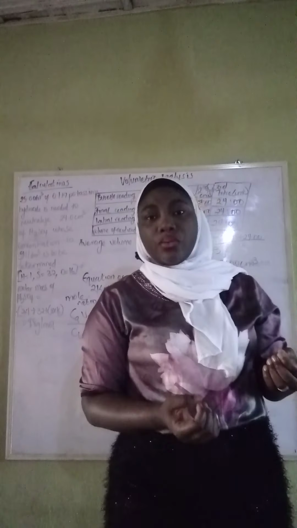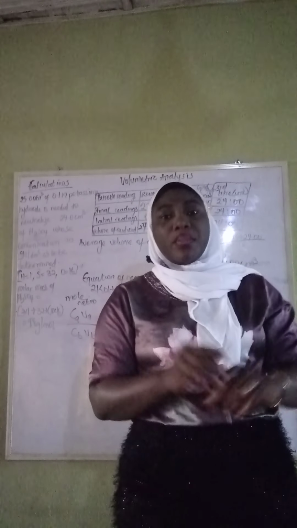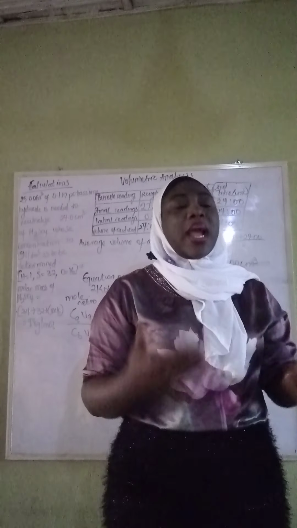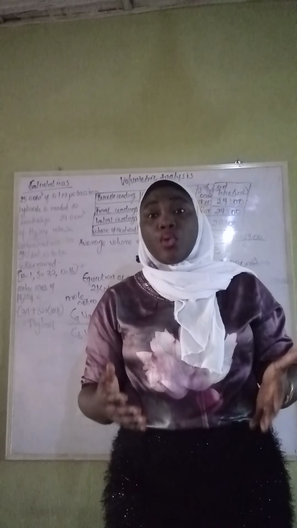At a particular volume the color changes. You have to stop introducing the acid at that particular volume because that is when the acid has completely neutralized the base. So you have to stop at that particular volume and you note the volume. You can carry out the titration process like 2-3 times because we usually have a rough titer.